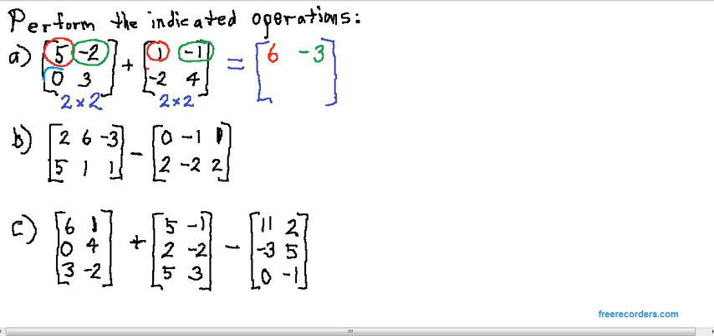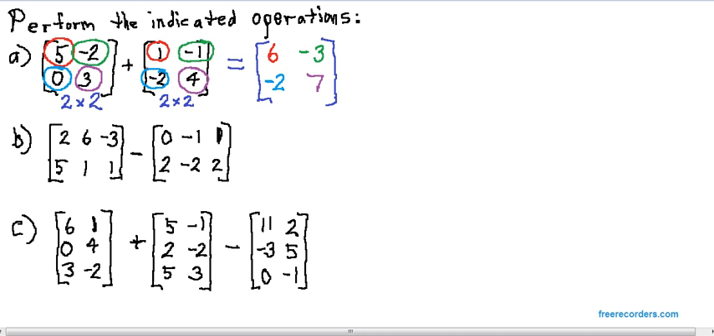Now let's go to row 2, column 1. Take the 0 from the first matrix, the -2 from the second matrix, and add them. 0 plus -2 is -2. And finally, in the lower right, you take the 3 from the first matrix and the 4 from the second matrix, and you add them. That's your answer. It really is that easy. To add two matrices, you just add the corresponding elements of each matrix.